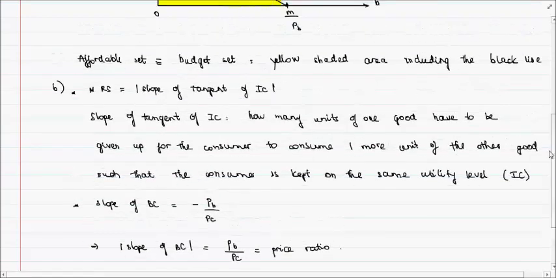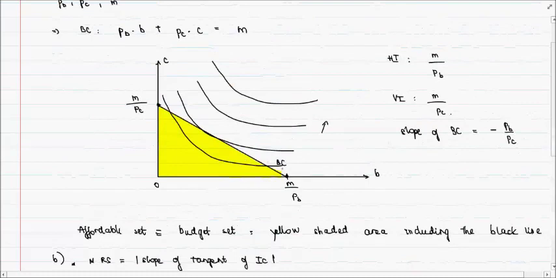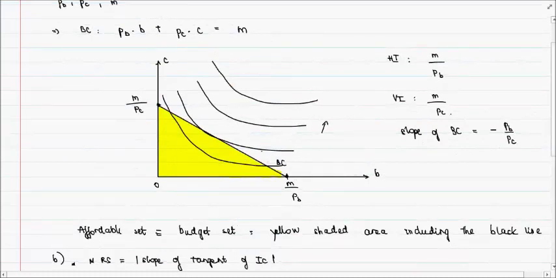Over here I have my budget constraint, the black line, and the slope is PB on PC. Now I want a bundle M such that at that bundle M, the slope of the indifference curve, in absolute value, is bigger than the price ratio. Now we know that the bigger the absolute value of the slope, the steeper the curve is going to be.